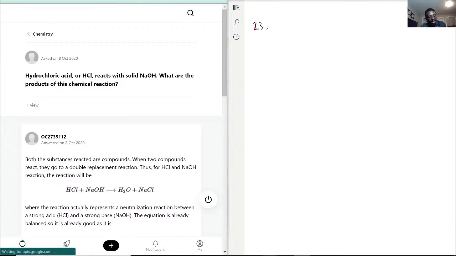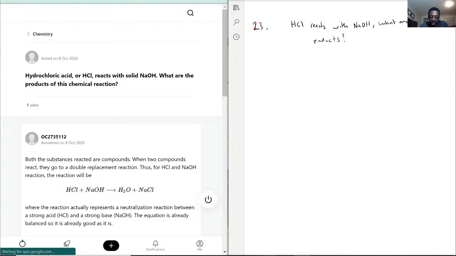Hydrochloric acid, HCl, reacts with solid NaOH. What are the products of the chemical reaction? So HCl reacts with NaOH. What are the products?